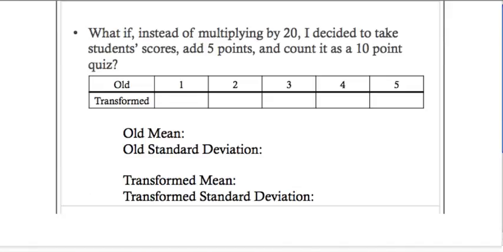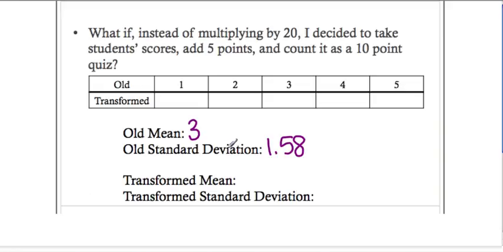What happens if I'm not multiplying though? What if instead I decide to take each student's score and add 5 points to it? Now I can count it as a 10-point quiz grade. So we still have our same old data set, 1, 2, 3, 4, 5. I still have my same 5 students. And so they still have the same mean and standard deviation. The average score is a 3 with a standard deviation of 1.58.